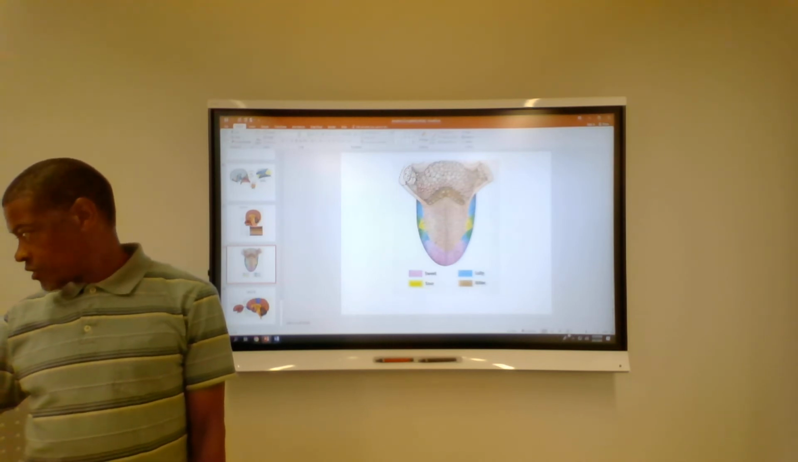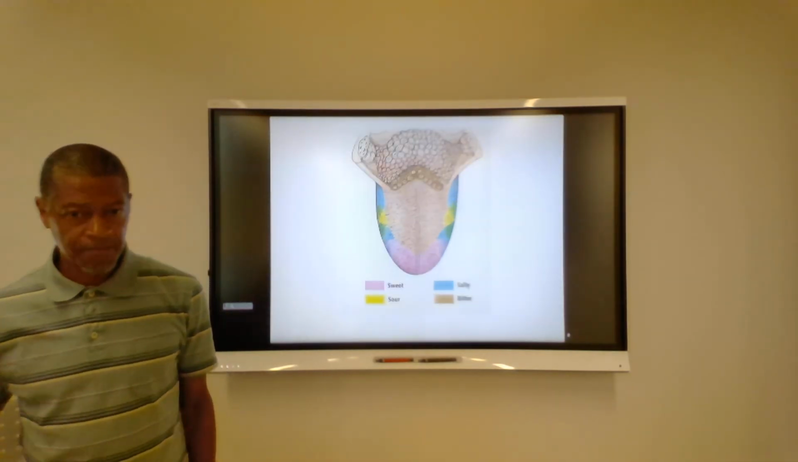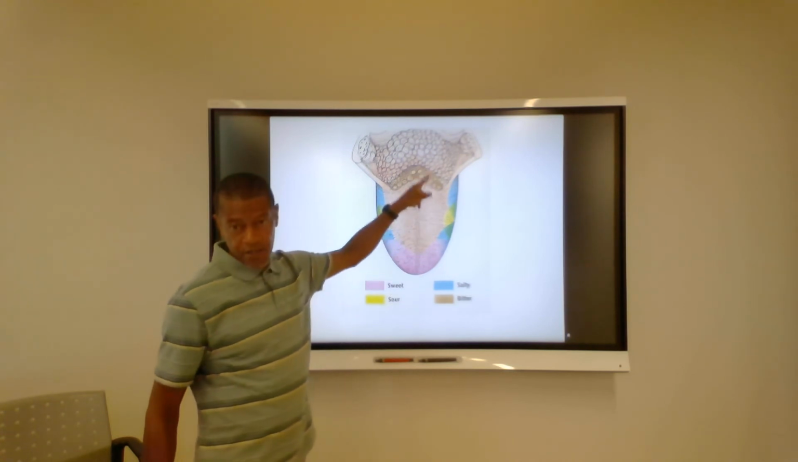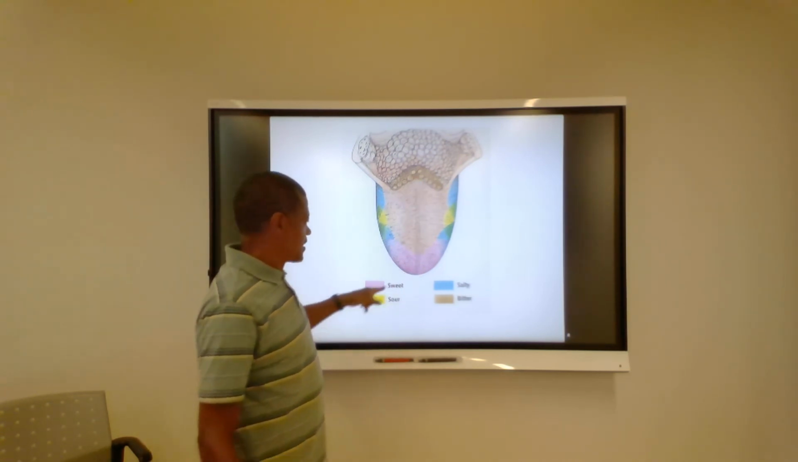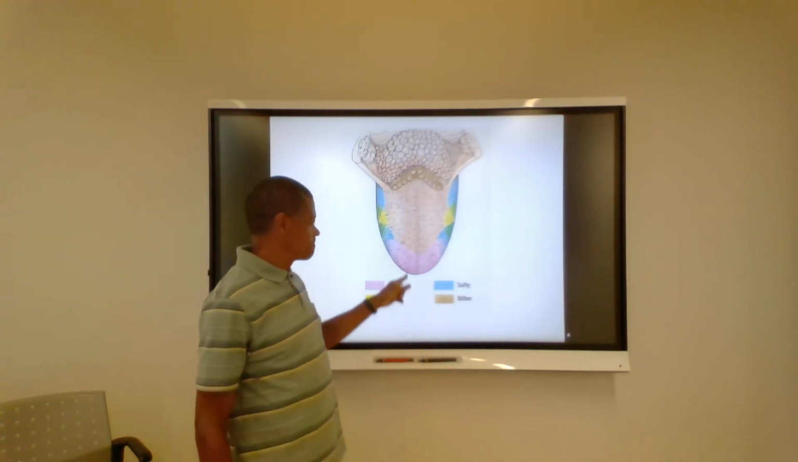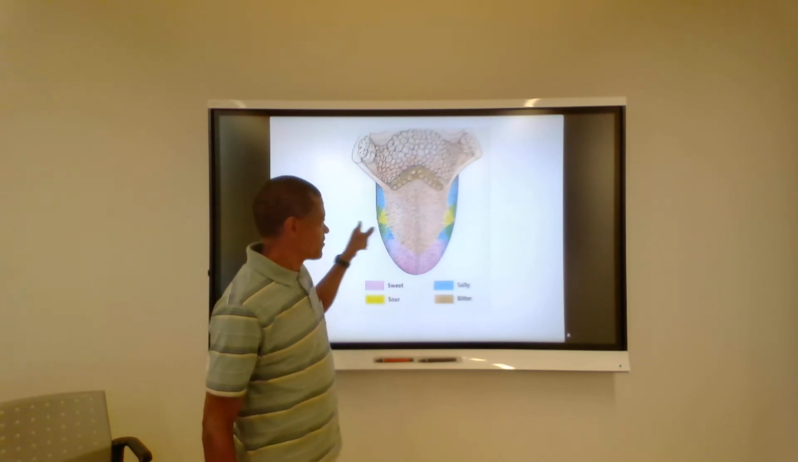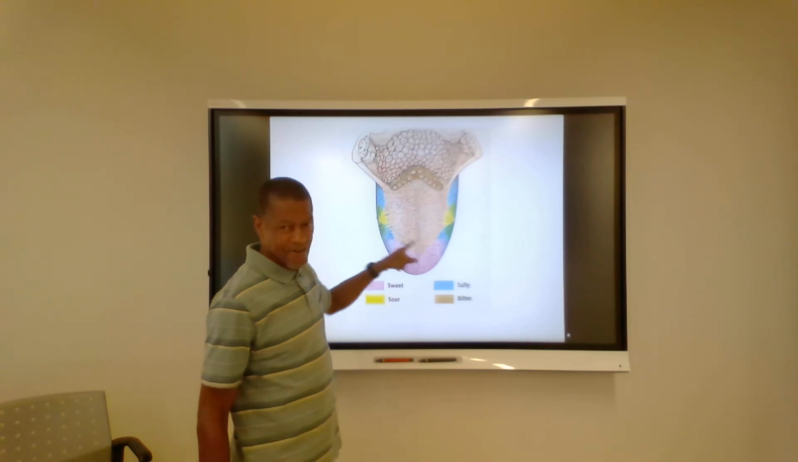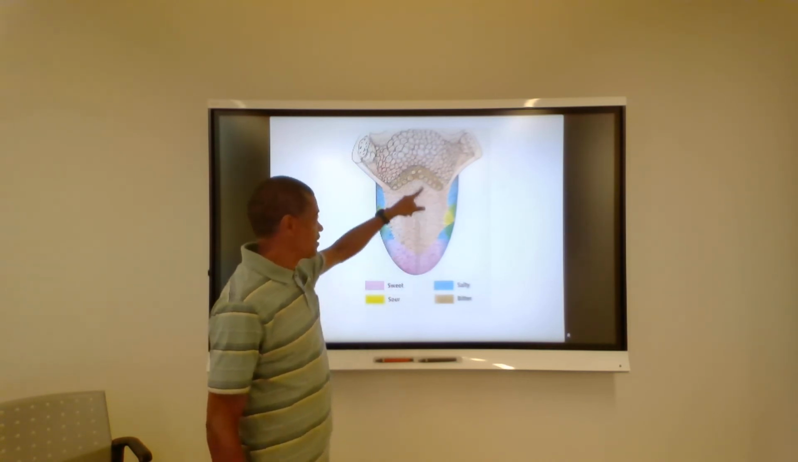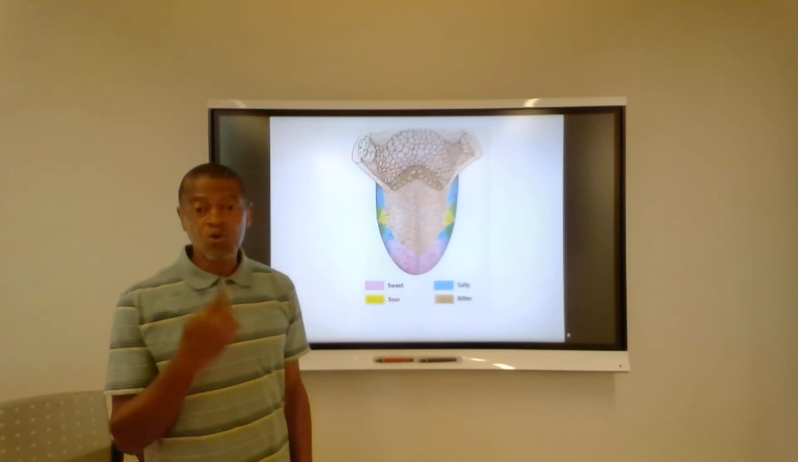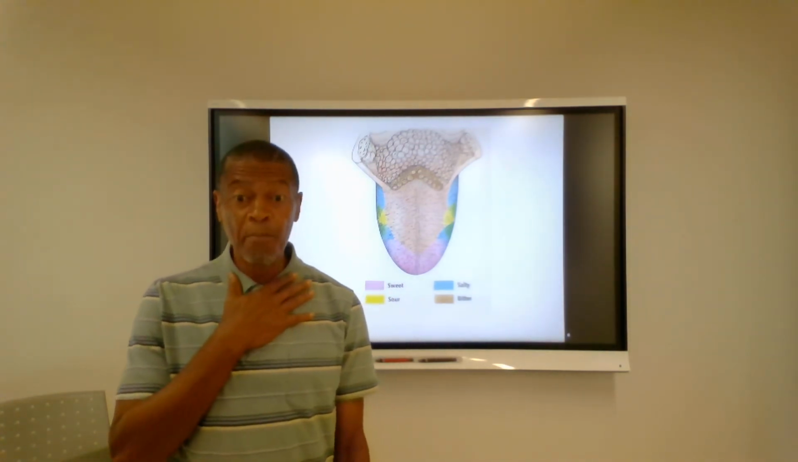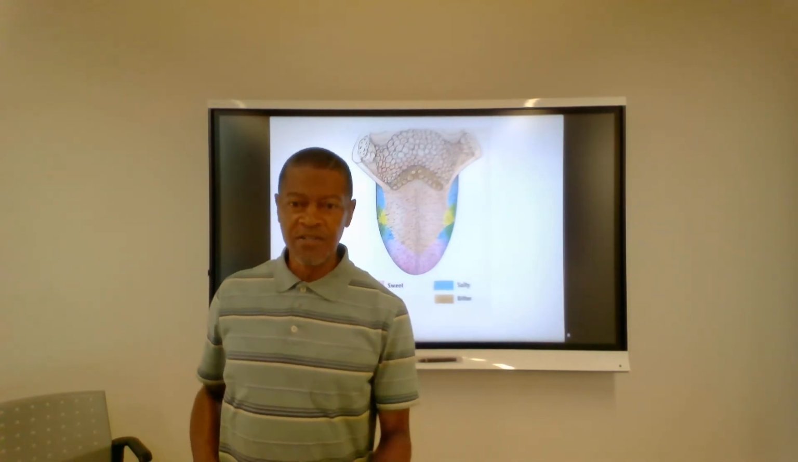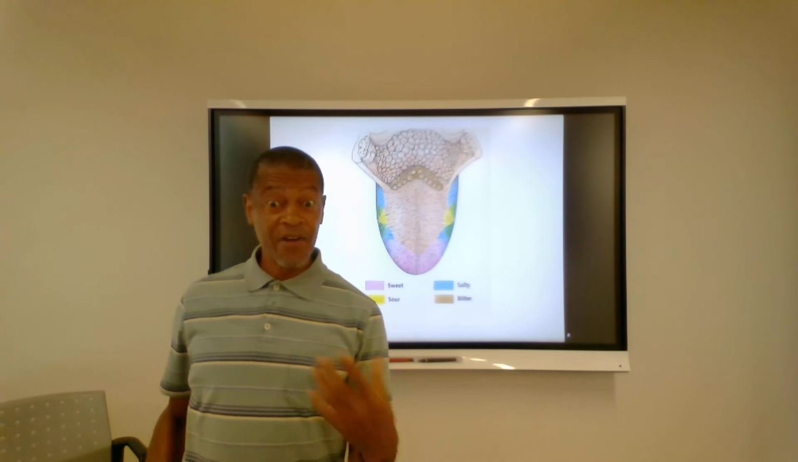You know, on your tongue, you got taste buds. Then you find where the cells are in the tip, sweet. On the back side here, the sour, salty, pretty much covers a lot of the area on the side, but you got bitter way in the back. The bitter could be dangerous. So, choke on bitter things. So the taste buds, very complex.